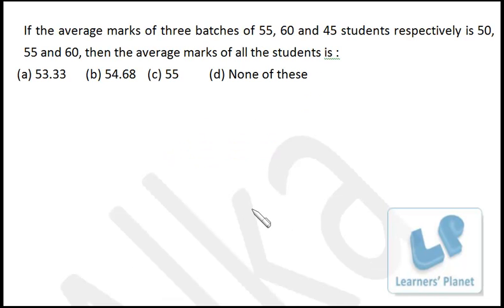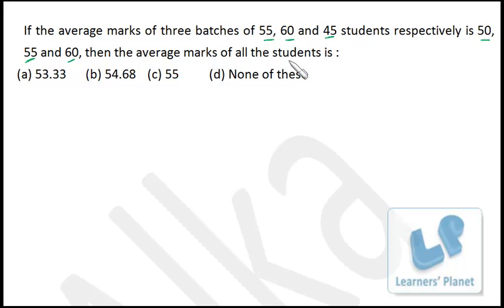Now see this question. If the average marks of three batches of 55, 60 and 45 students is respectively 50, 55 and 60, then the average marks of all the students is. The regular method is what? 55 into 50 will be the total of the first batch, 60 into 55 the total of the second batch, and 45 into 60 the total of the third batch, then divided by the total number of students, that is 55 plus 60 plus 45, that is 160. That will give you the average marks of all the students.